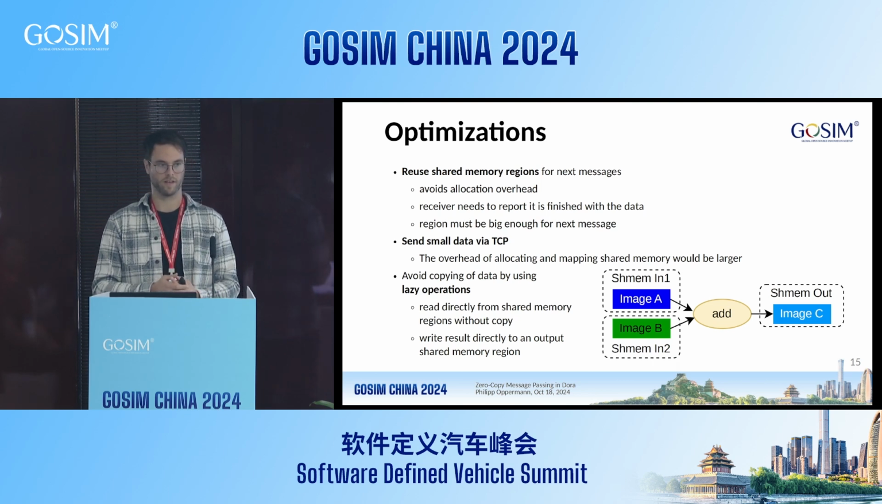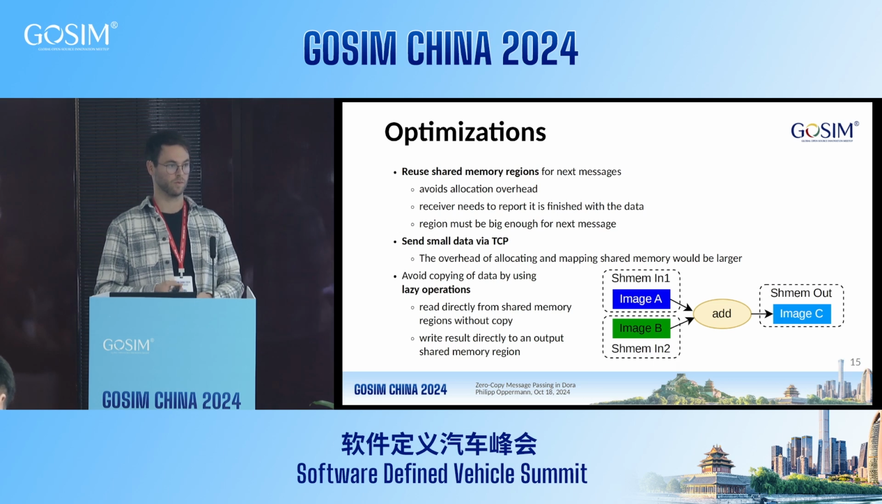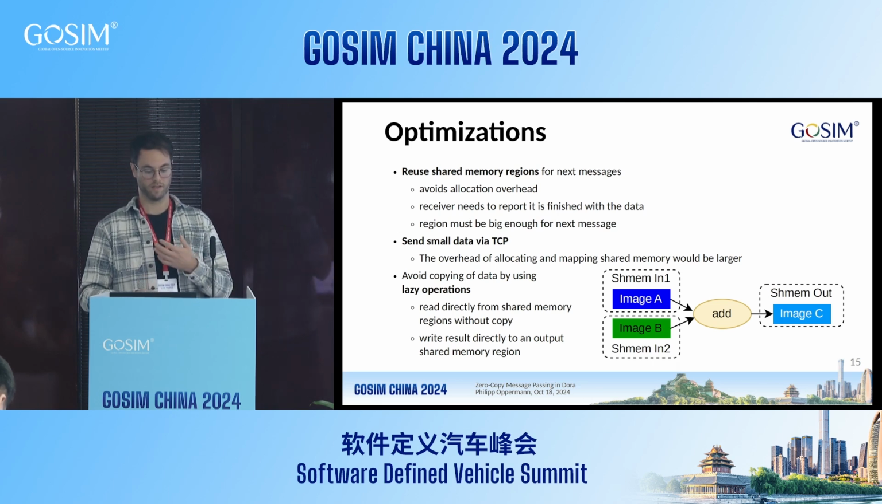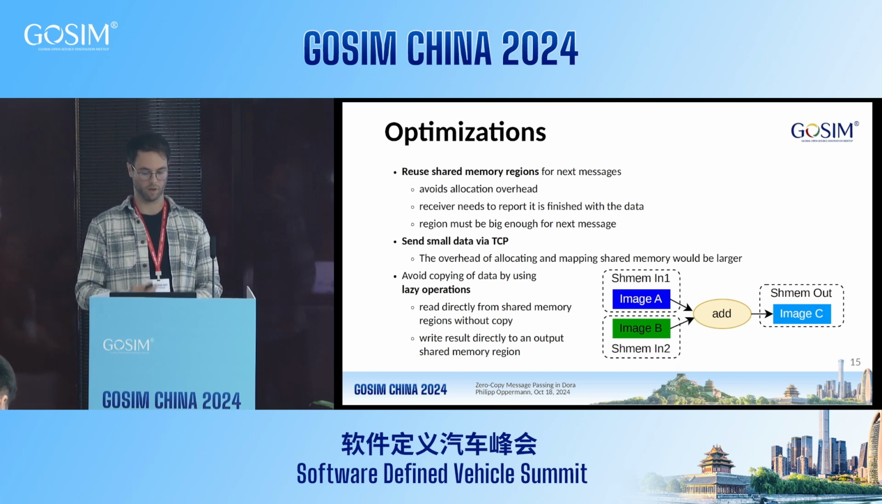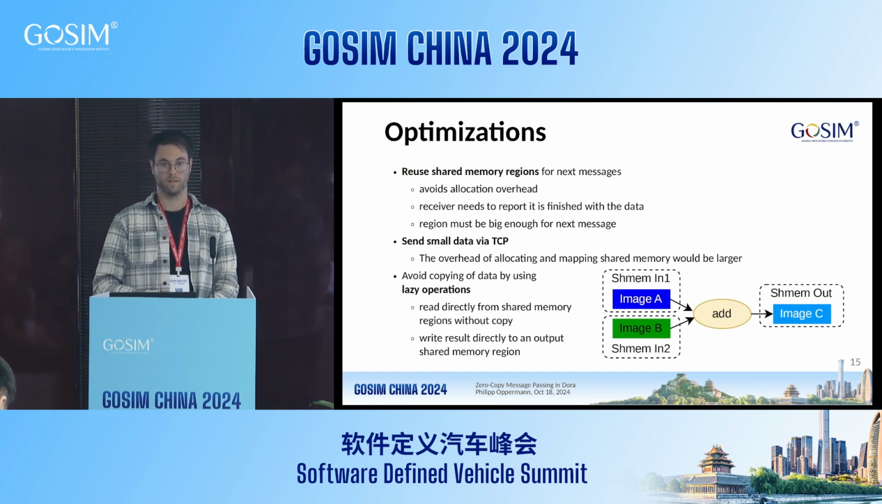So for Dora, we have a back signaling channel that sends a token that describes which area is now reusable again. And as another optimization, we also send small data via a local TCP channel, because the overhead of allocating a shared memory region would be larger, since it's page size minimum. So you also have a minimum size of the message, and that overhead is higher than the overhead of TCP.